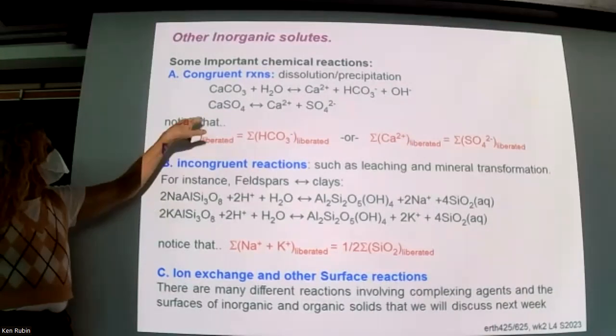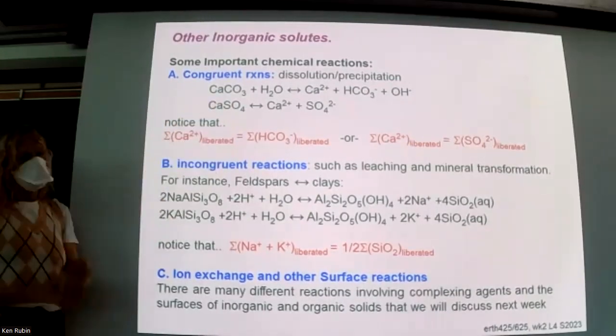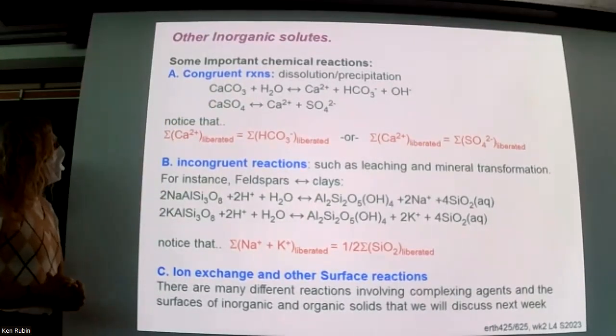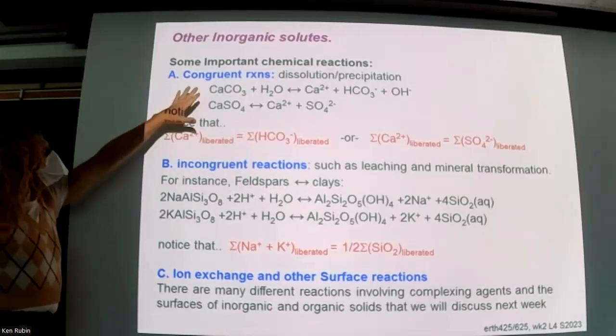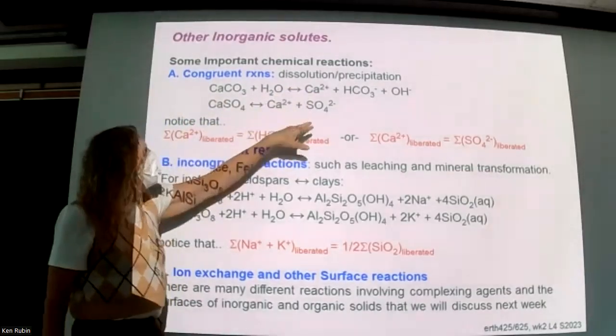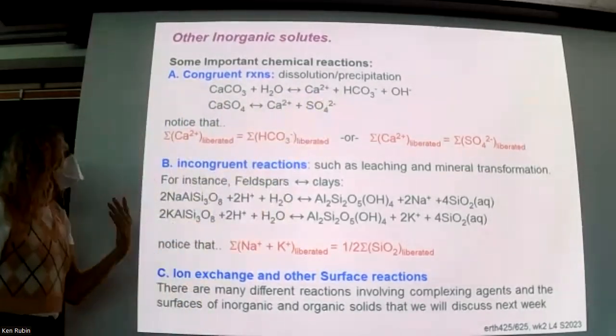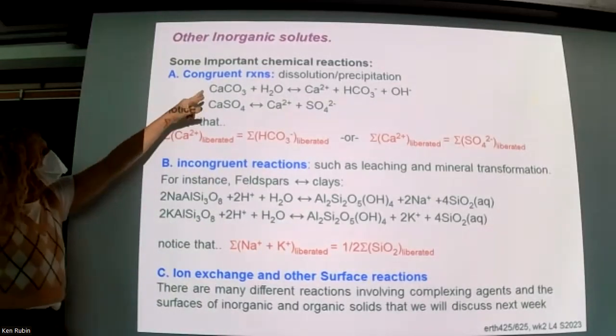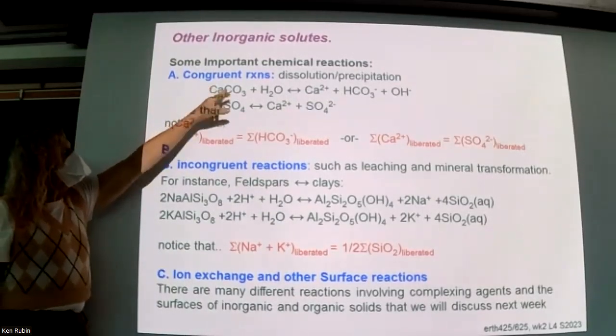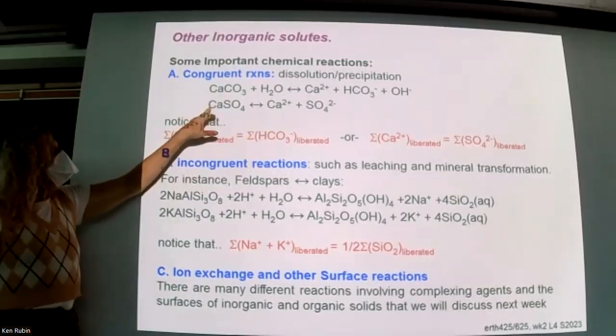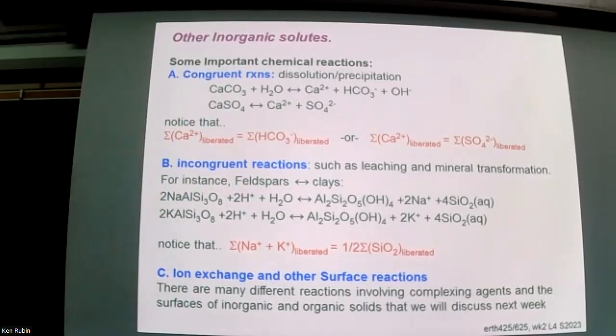Gypsum is a more common form. It's got some water in the structure. There's another mineral called bassanite. And what you'll see is that both of these minerals, when they dissolve, they make a mole of calcium, but they come with a different counter ion. It's also useful to note that this stuff is a base. So when it dissolves, it changes the pH. This stuff doesn't affect the pH.